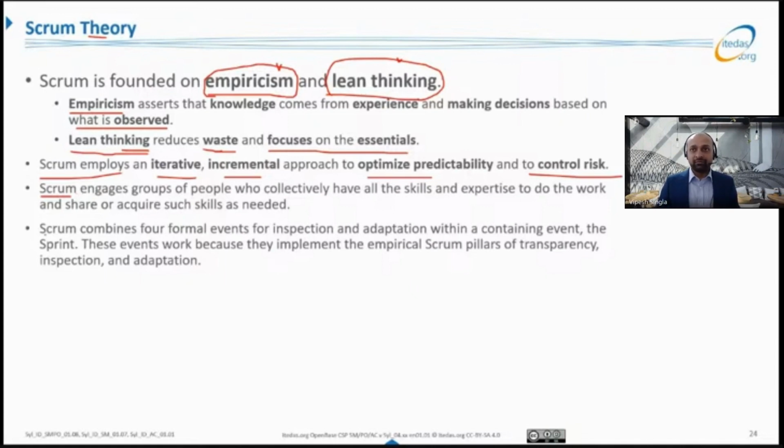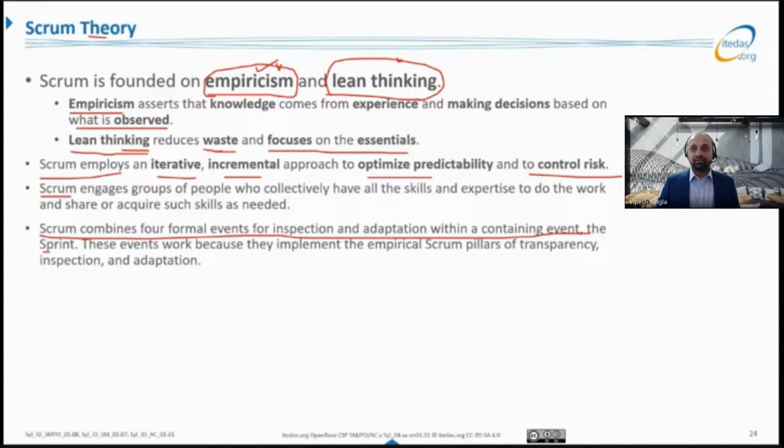And then Scrum combines four formal events for inspection and adaptation within a container event, Scrum. To achieve this empiricism, they have these four events which we have already discussed before: sprint planning, daily Scrum, sprint review, and retrospective. These four events are captured inside another big event, which is the Sprint. So you use these four formal events for inspection and adaptation. You keep inspecting your artifacts in each of these events, how they are progressing towards the sprint goal, and you keep adapting them based on what you have learned. The learning can be feedback from the customer or feedback from the team itself. They might find that the way we did it yesterday is not working properly, so let's do it in a different way.